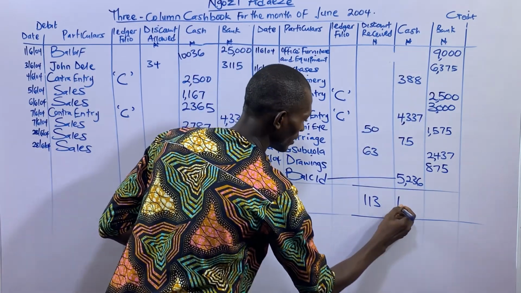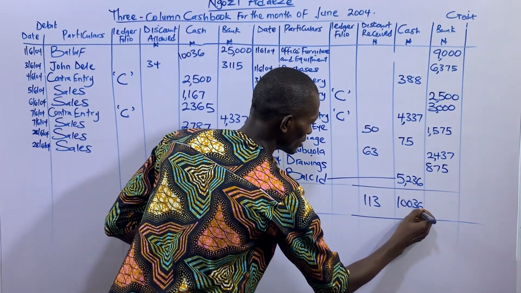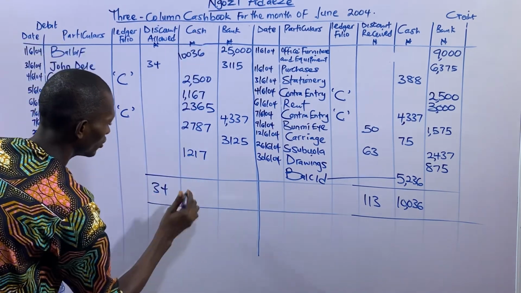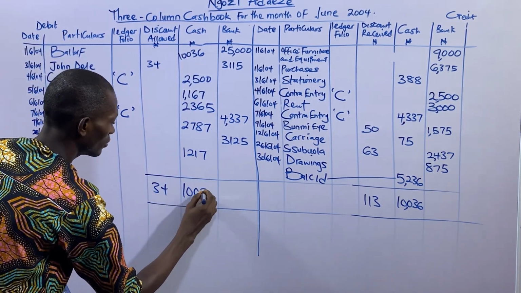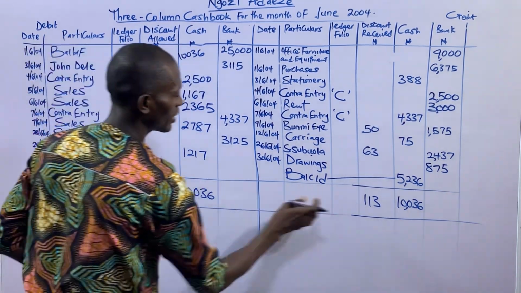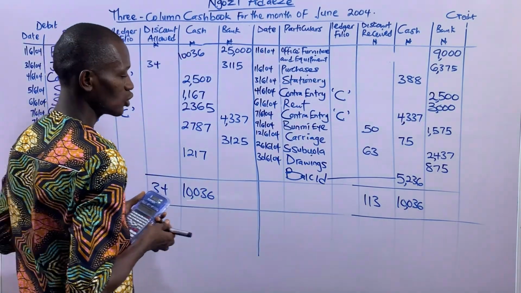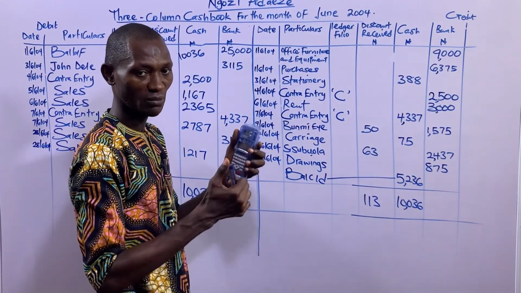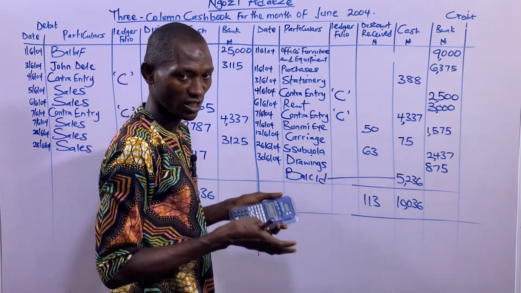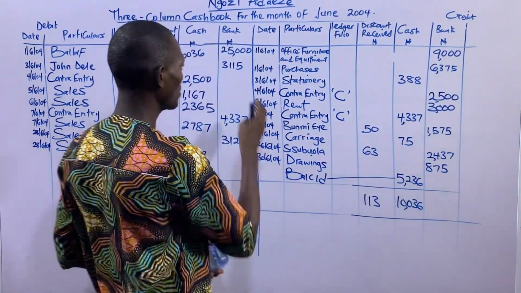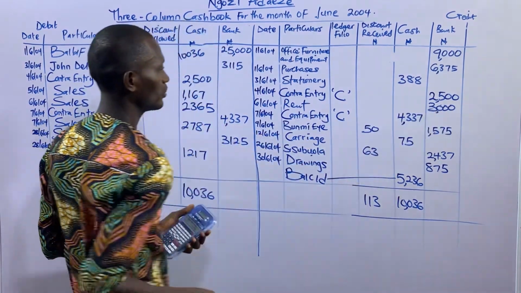So now, if we add this balance carried down to all this, we are going to have 10,036. And the total for the cash here is 10,036. So the two sides of the cash column are equal now. So the balance of cash we have on hand now is 5,236.